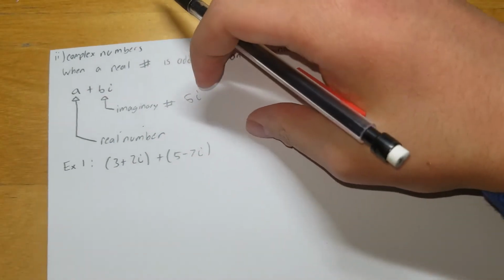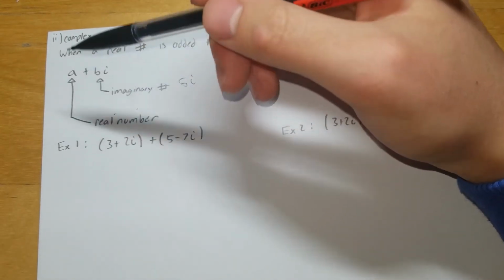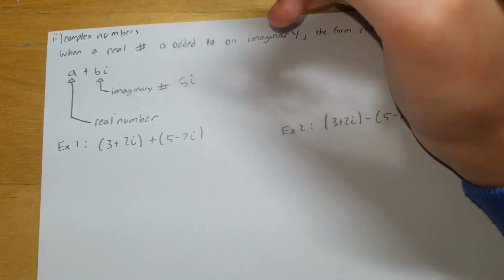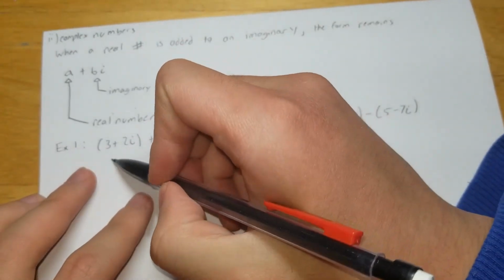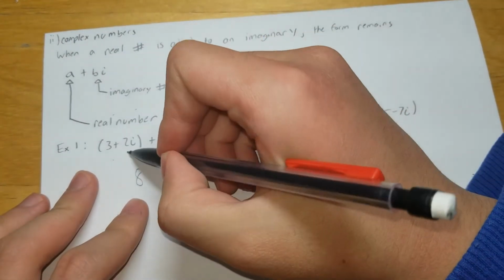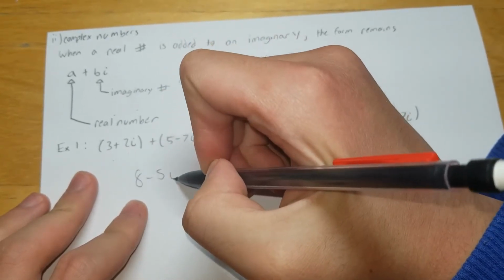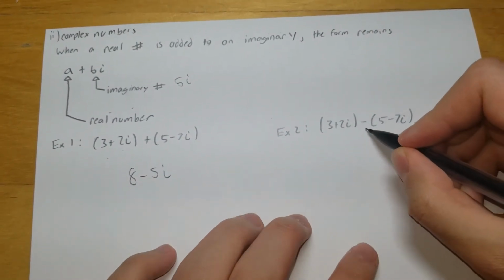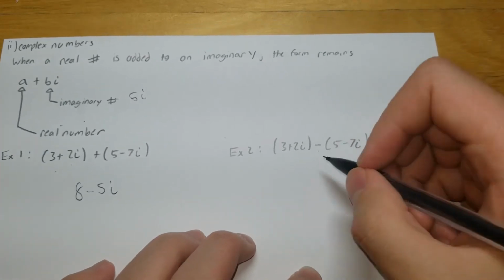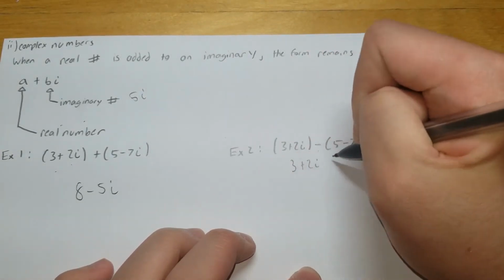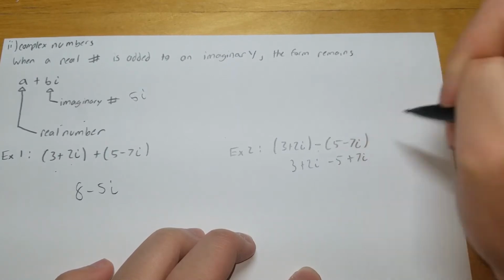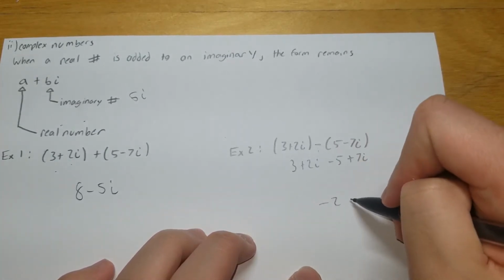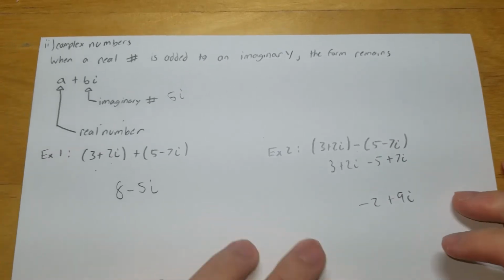Okay, so let us try (3 plus 2i) plus (5 minus 7i). It's really simple. You just combine like terms. 3 plus 5 is 8. 2 minus 7 is negative 5. So 8 minus 5i will be your answer. And for the next one, don't forget, this one's a distributing case. So rewrite minus 5 plus 7i. And once again, combine like terms: negative 2 plus 9i. That'll be your answer. Okay, moving on.